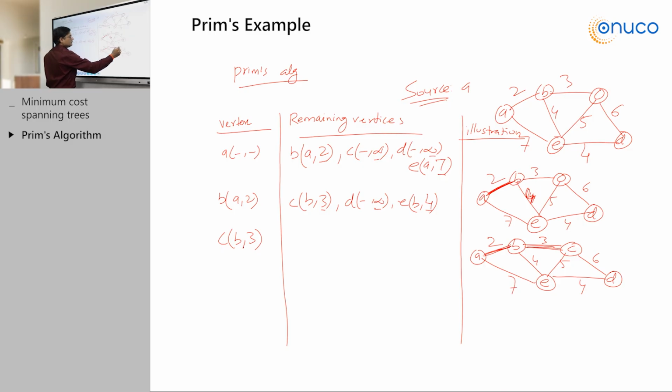Now we are at C. Can we traverse C to D? Yes, there is a path from C to D. So we are writing here D, C comma. What is the path? C to D is 6. We will be writing 6.